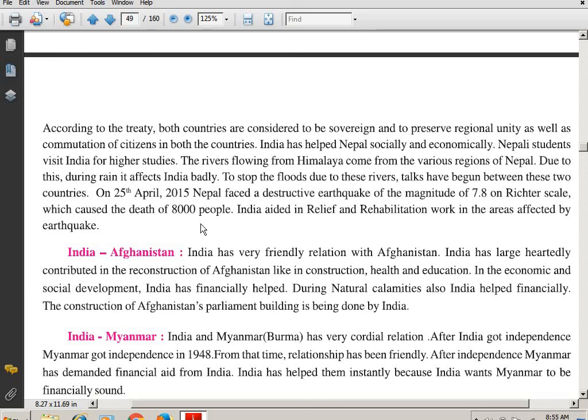So India helped the people of Nepal with rehabilitation, meaning helping them make their houses again, in whatever way we could help. In relief as well, that is, also sending food articles, commodities and all. So that is how India has helped Nepal.